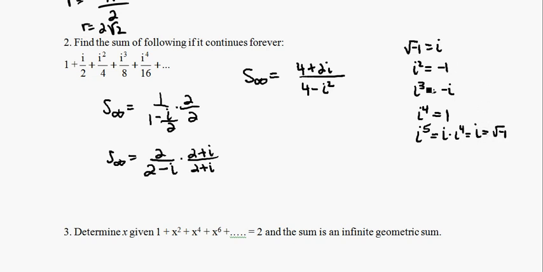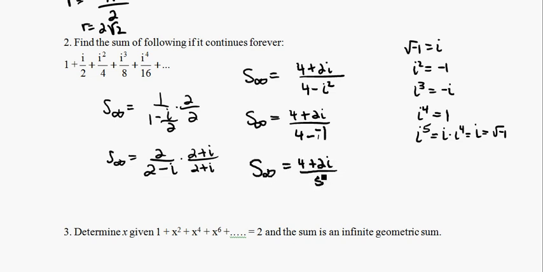So it's cyclical. So i squared is negative 1, so therefore our sum will be 4 plus 2i over 4, I'm going to change that to minus negative 1, obviously those two change. So our denominator is 5.